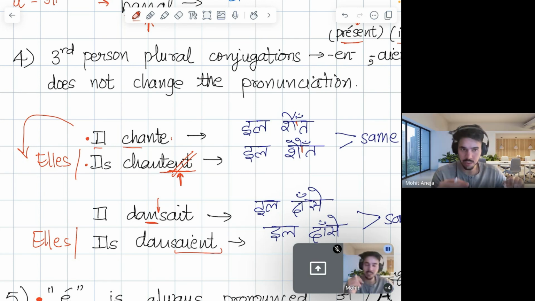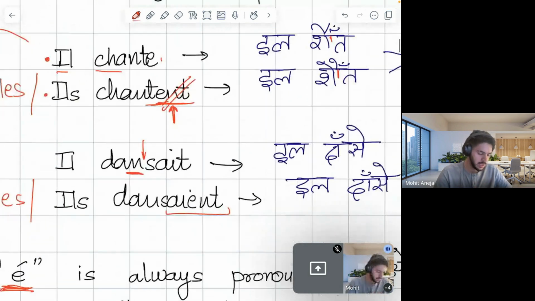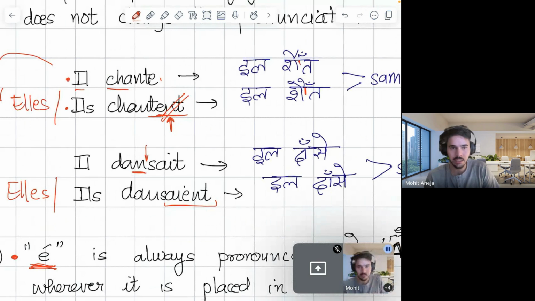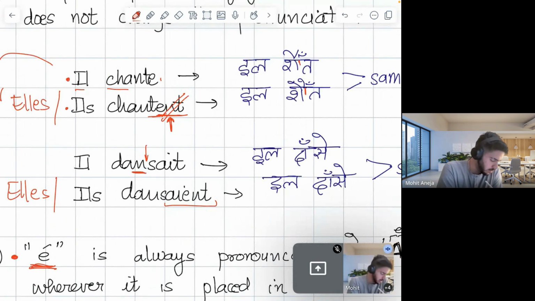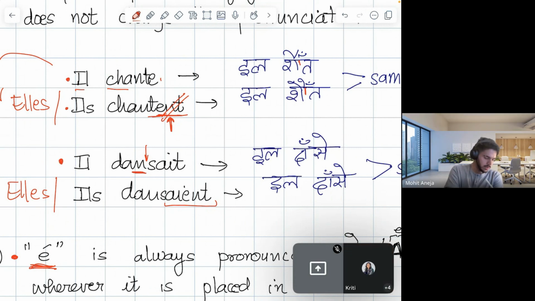So this rule that I'm discussing is only for two tenses of French. One is the présent and the second one is imparfait. We're going to see which tenses those are, but for now, understand this is only for present and imperfect. So the second example that I've written here is for imparfait. Can Kriti please read both of these pronunciations?